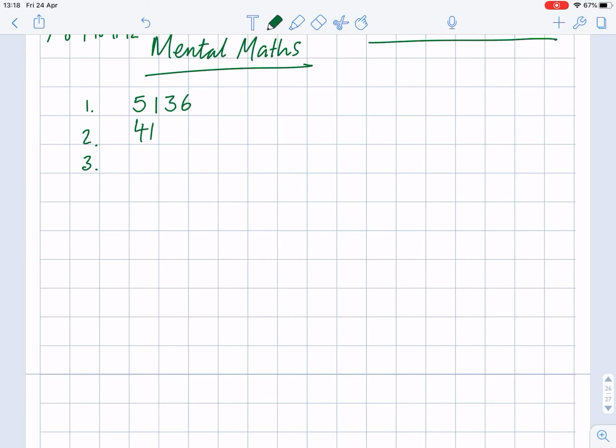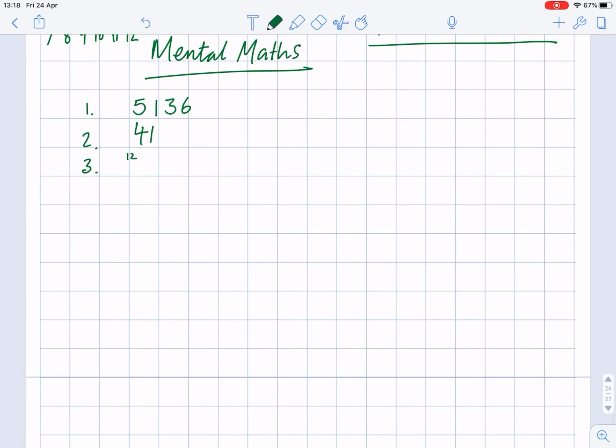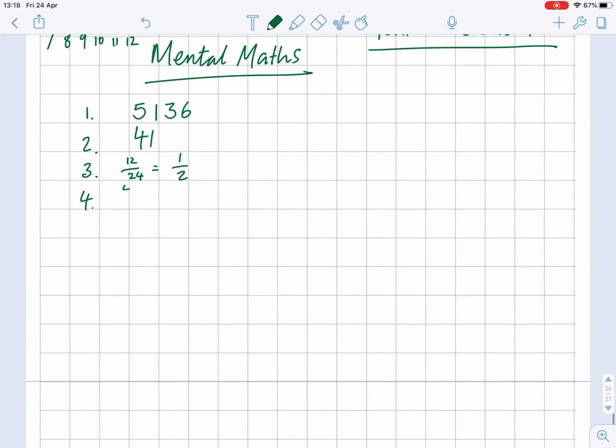Question 3. I asked you to simplify 12 over 24. 12 is half of 24. So to simplify it, you should have got 1/2. Question 4, I then asked you to simplify 4/12. So you should have thought, what number goes into 12 and 4? It's 4. How many 4s are there in 12? There's 3. And how many 4s in 4? There's 1. So simplifying 4/12 becomes 1/3.